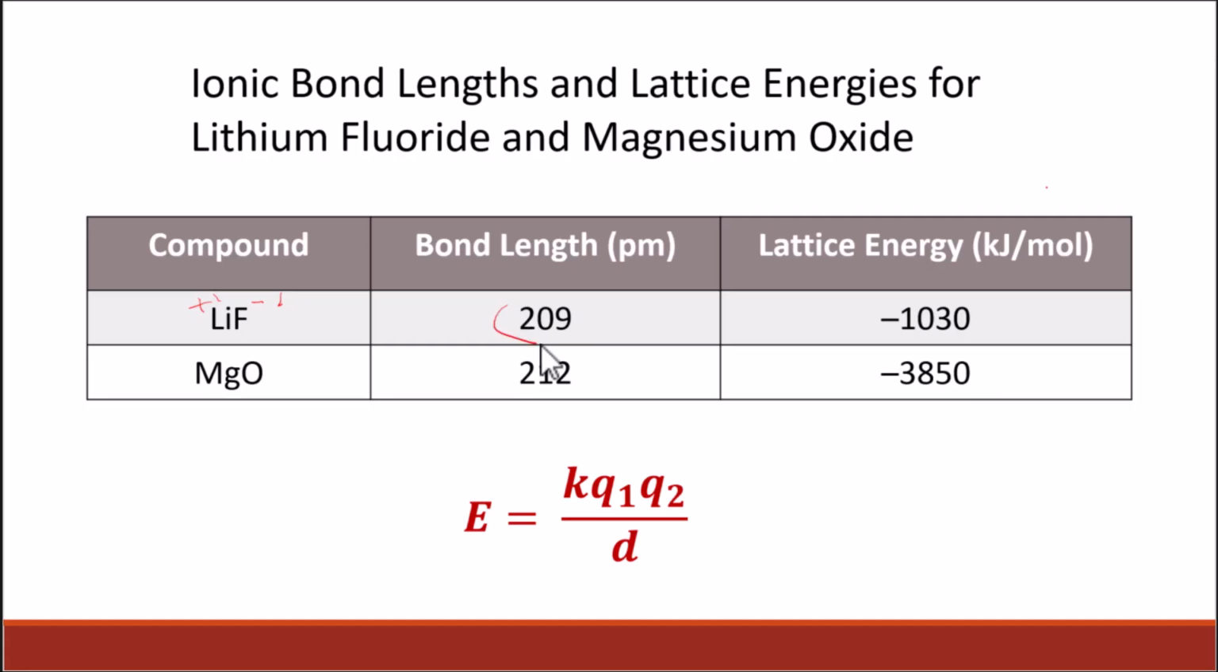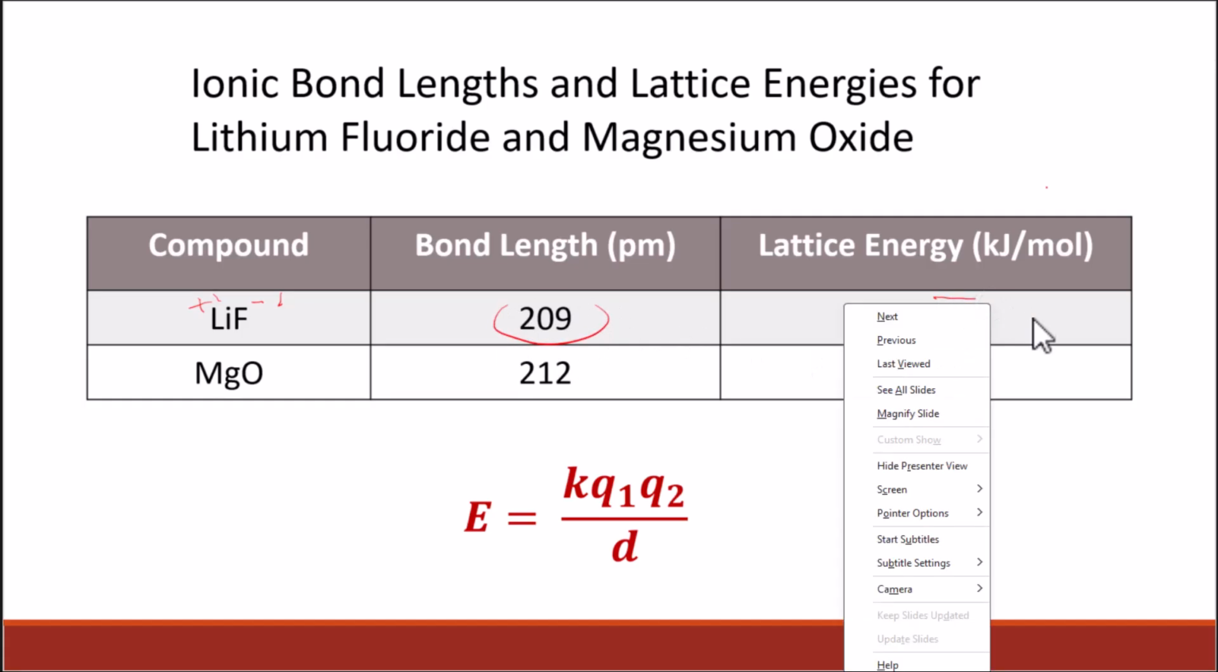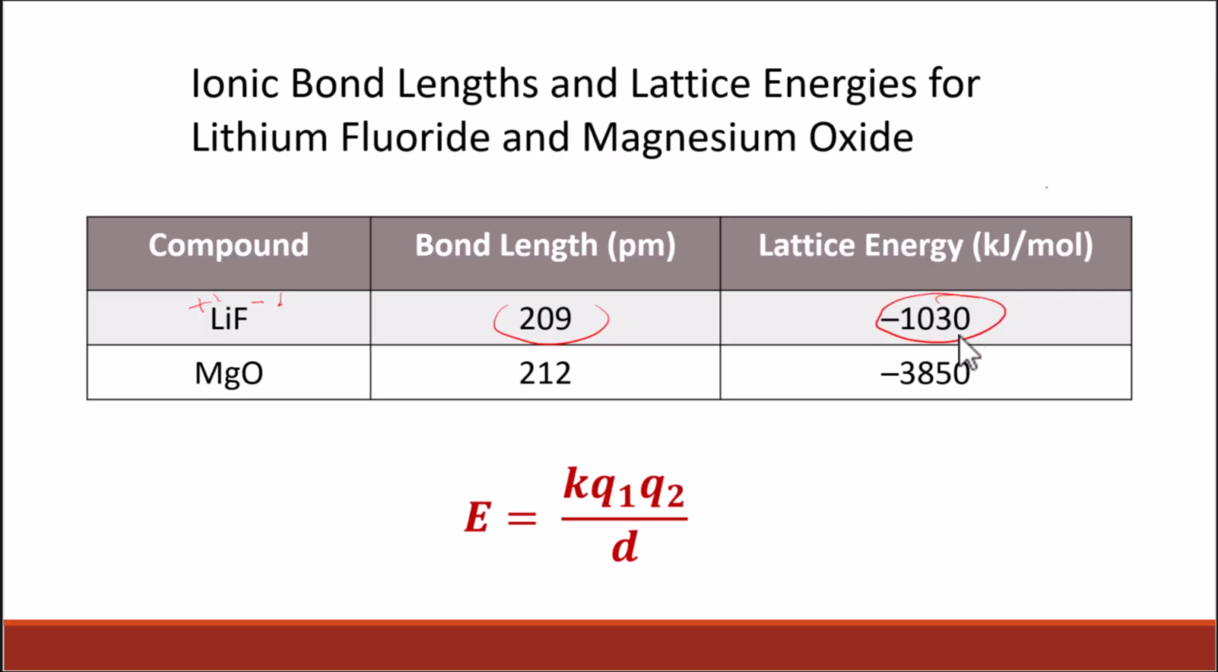The bond length, 209 picometers, and you have a lattice energy, the amount of energy released when the lithium cation and the fluoride anion get together. They release 1,030 kilojoules per mole.